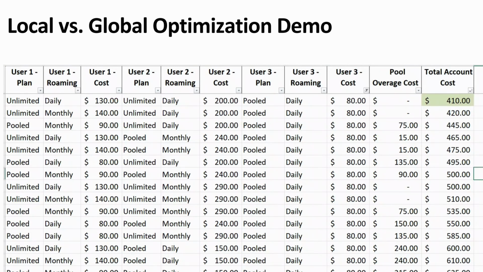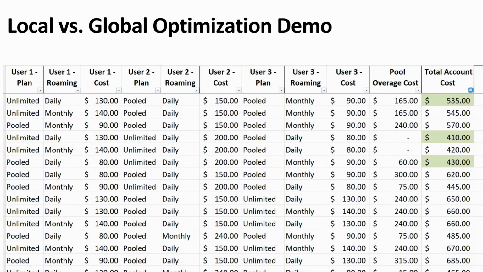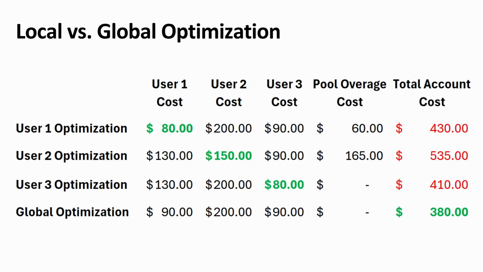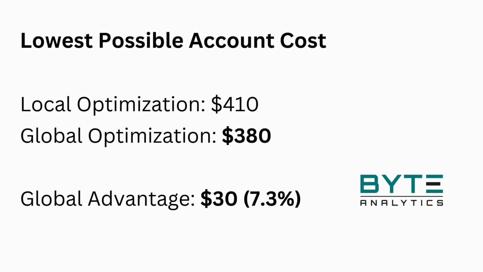Now let's perform global optimization. This column has the total account cost for all 64 possible configurations of the 3 users. We will give it a sort to find the global optimization, which is the lowest cost of $380. The global optimization is $30 lower than the best case scenario with local optimization. This is the Byte Analytics advantage. While all 3 users pay more than their local minimum, global optimization results in a lower overall cost for the account. And the difference can be significant, over 7% in this case.